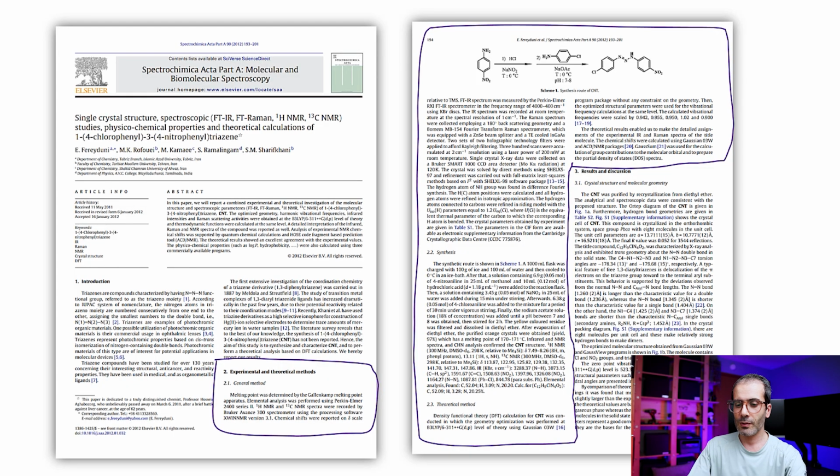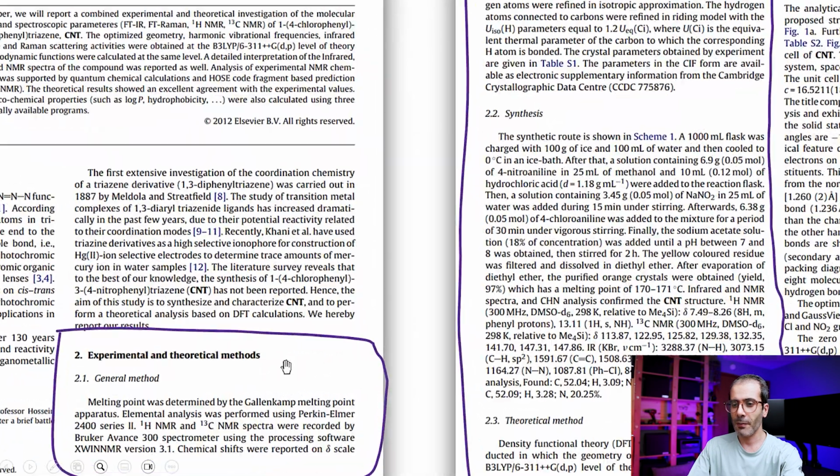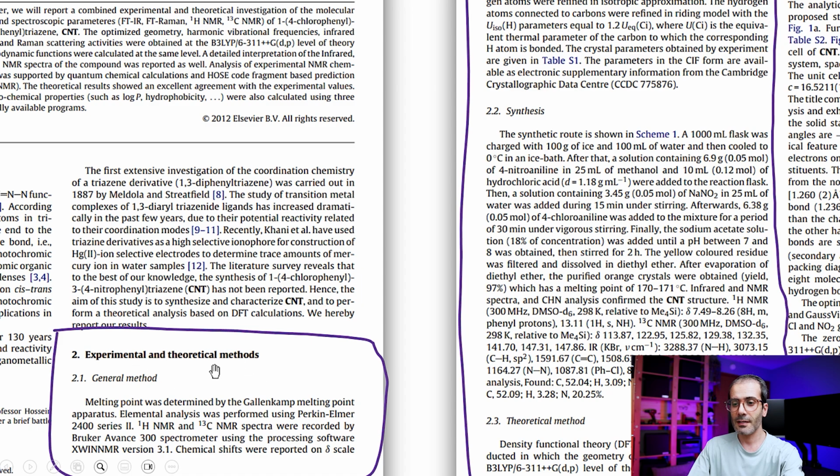Here I'm showing you the method section of one of my papers. This method section itself has 3 different parts: the general method, the synthesis, and the theoretical method. So this section itself might have different subheaders as well.